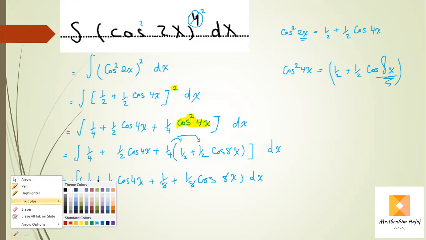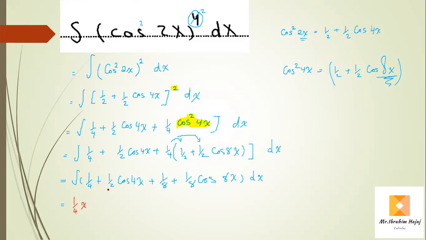Now we integrate 1 over 4 to get 1 over 4x, and integrate the second term, 1 over 2. The integral of cosine is sine, so sine 4x over 4, over 4 meaning 1 over 8. Plus 1 over 8x. Yes, plus the fourth term, 1 over 8 cosine 8x becomes 1 over 8 sine 8x over 8, plus c.